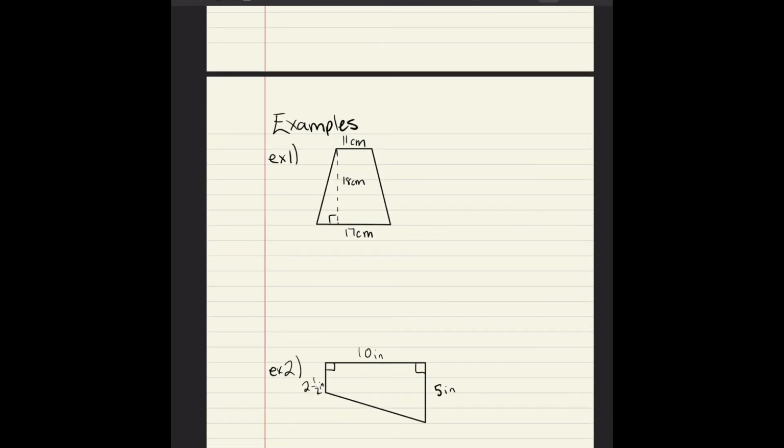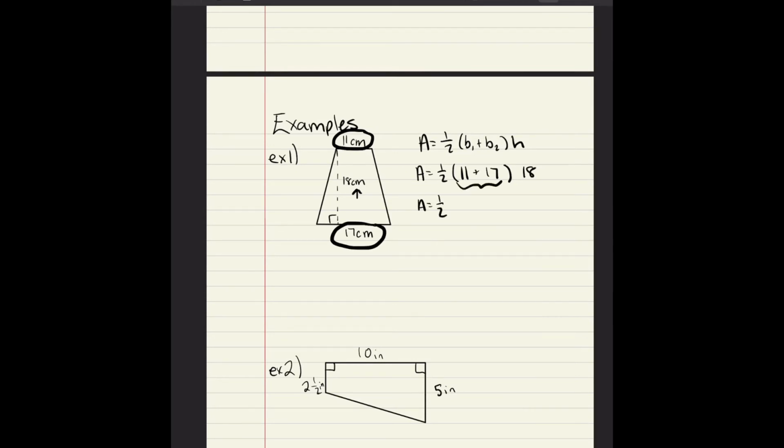Let's try some examples. So I need to find the area for all of these. So my area equals 1/2 times (base 1 plus base 2) times h. Plug in what I have. So I have 1/2 times (base 1, which is 11 centimeters, plus base 2, which is 17 centimeters), times my height, 18.